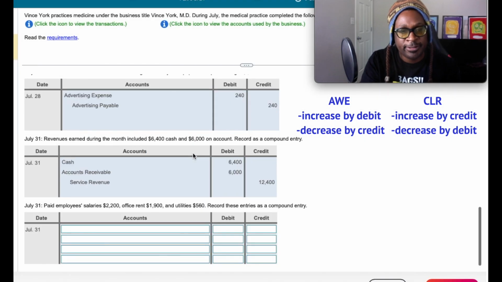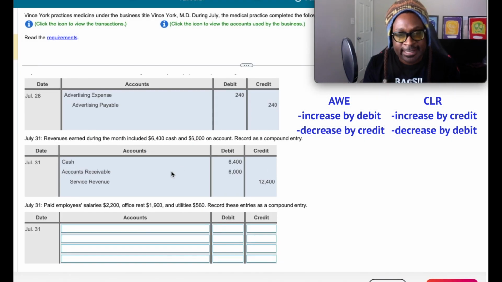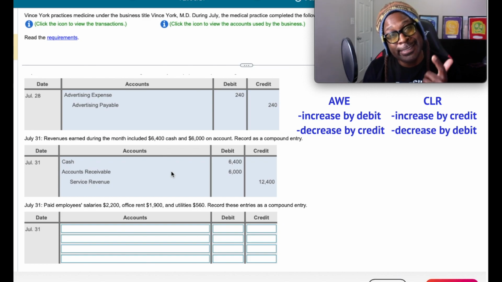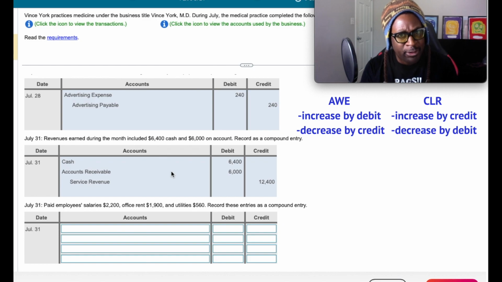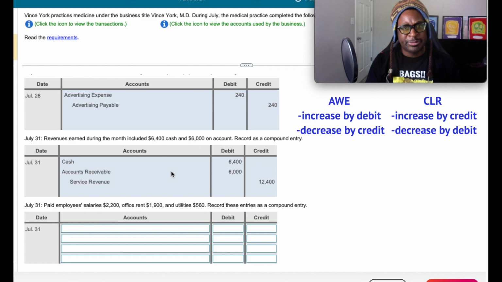Fantastic, game. Moving on. We paid employee salaries, office rent, and utilities. Again, this is a compound entry. Easy breezy, game. What are the key words? Salaries, rent, utilities. What do those three things have in common? They are all expenses, and they're all going up. Since those expenses are part of the all gain, we're going to debit individually each one of those expenses.